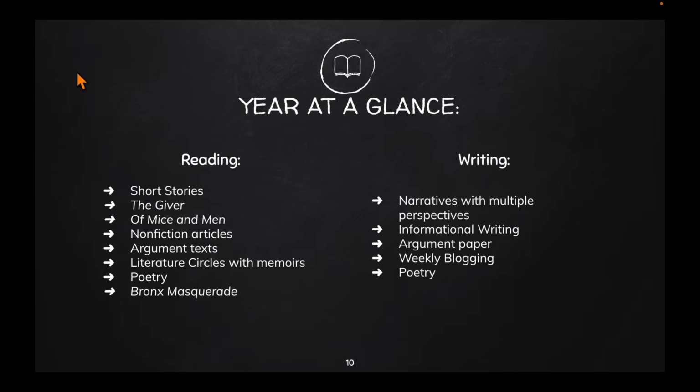For writing, they're going to be writing narratives with multiple perspectives. They are going to do some informational writing. They're going to write an argumentative paper. They do weekly blogging, and they will be writing poetry.